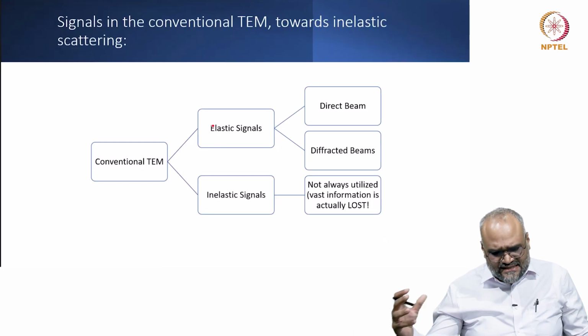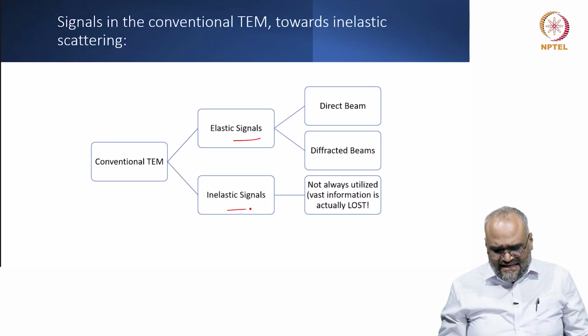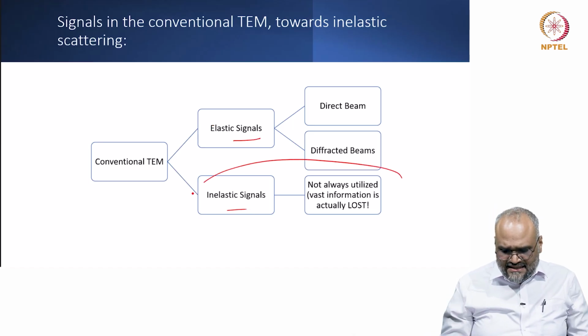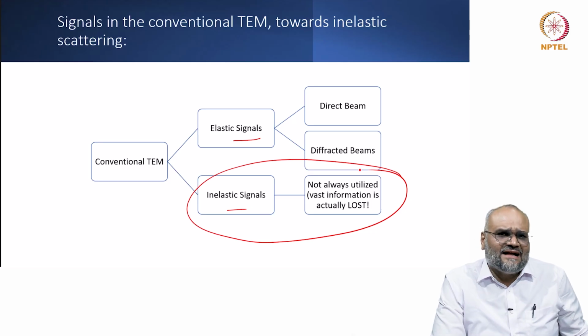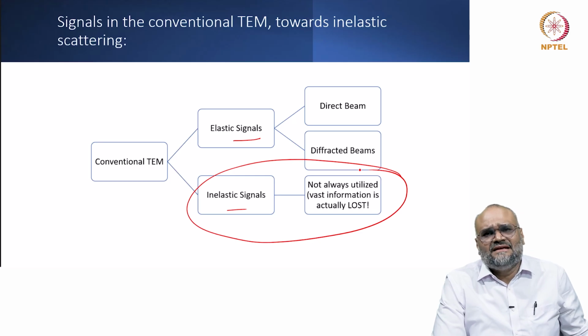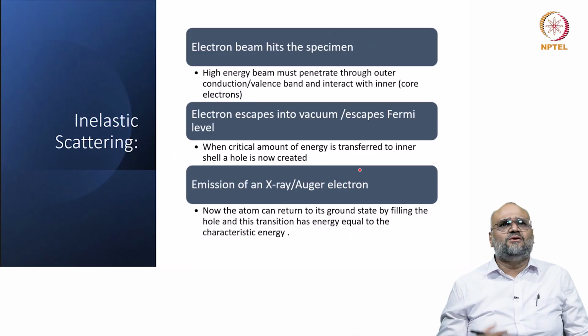If I look at the signals in the conventional TEM again, you have elastic signals and inelastic signals, and inelastic signals are the ones which have lost energy after interaction with the specimen, and from the inelastic signal you are actually getting analytical information from a specimen in a microscope. So, inelastic scattering, how does this happen?